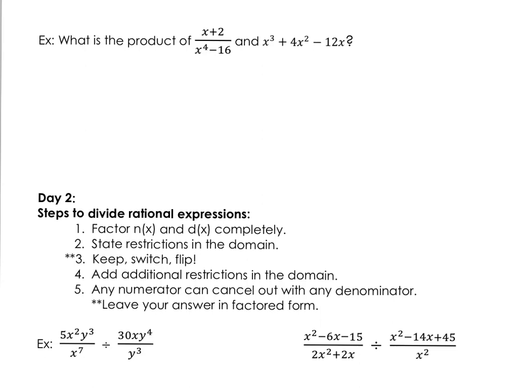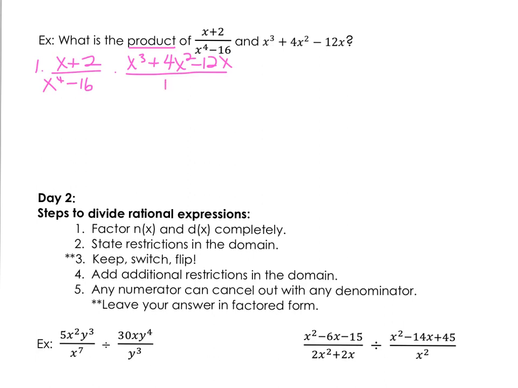The last example in lesson 8.4, day 1. What is the product of x plus 2 divided by x to the fourth minus 16 and x cubed plus 4x squared minus 12x? We know product means to multiply. So the first step, we're going to take x plus 2 over x to the fourth minus 16 times that second term. If it's not a fraction, but we need to make it a fraction, we're just going to put it over 1. So x cubed plus 4x squared minus 12x over 1.